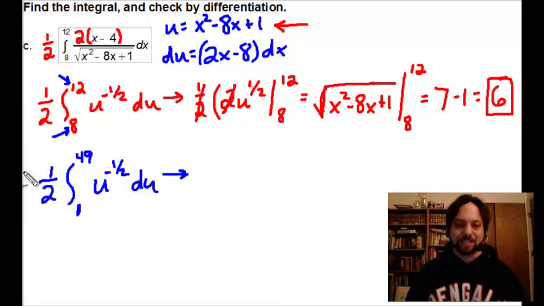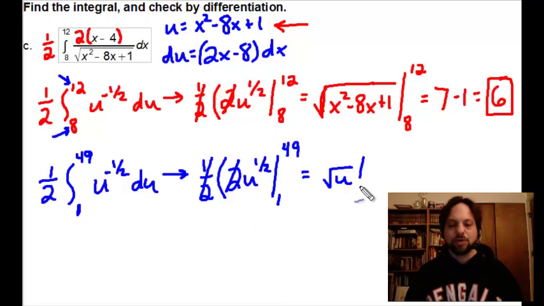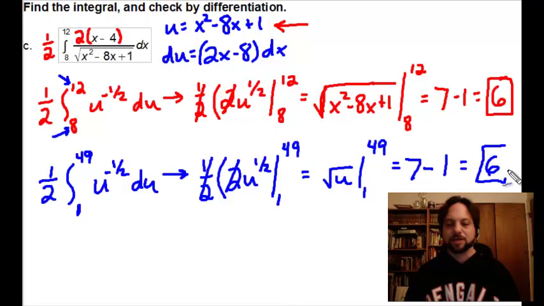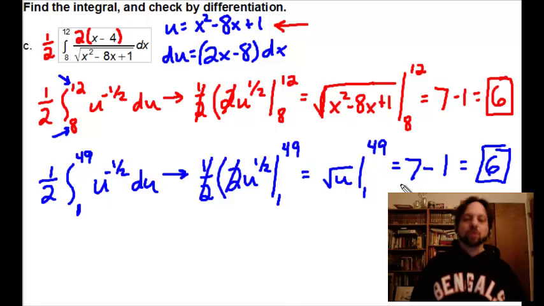Now that everything is in terms of u, there are no x's left in this problem at all. Watch this. We'll have 1/2 multiplied by 2u to the 1/2, and we're going to integrate that from 1 to 49. Now, just as before, the 2 and the half cancel, but what we're left with here is just the square root of u. And since our bounds are in terms of u, it's nothing more than the square root of 49 minus the square root of 1, which again gives us 6. So now you're asking, what's the difference? We got the same answer.